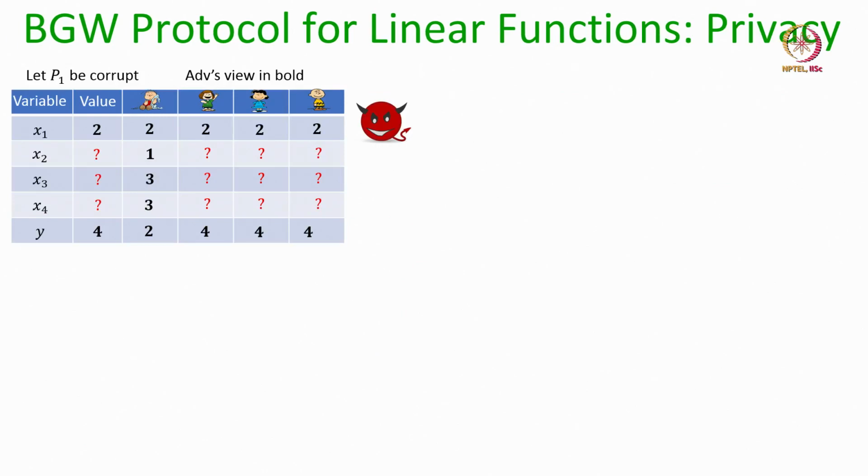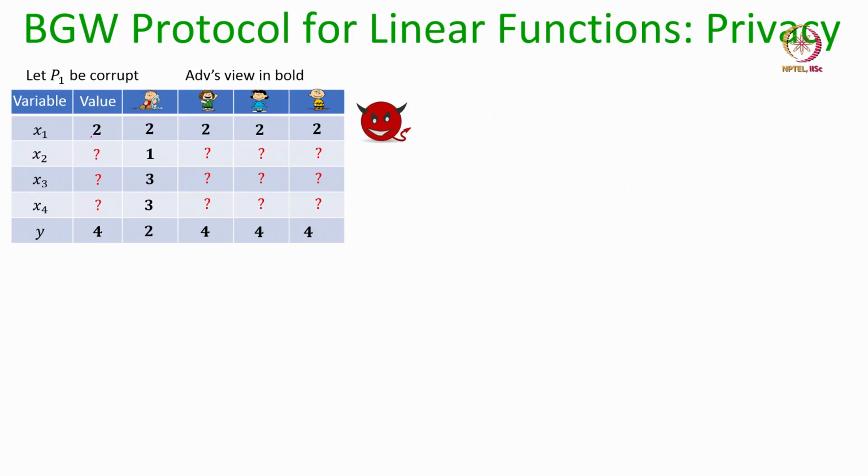Now, let us see whether the privacy property holds here or not. That means, whether the adversary learns anything additional about the inputs of the honest parties beyond what it is allowed to learn. In this table I have highlighted the view of the adversary in bold. What does the view mean? View means whatever information the adversary learns through the corrupt parties. In this case P1 is the only corrupt party.